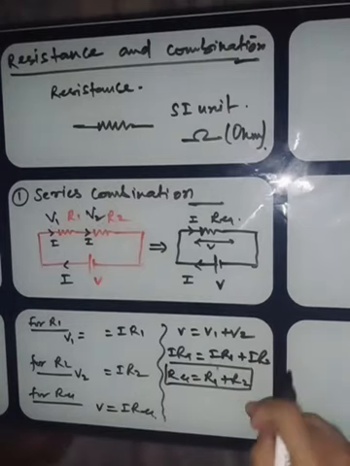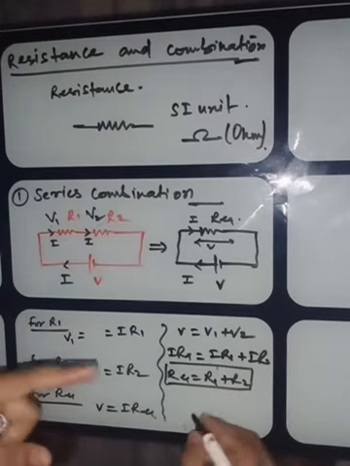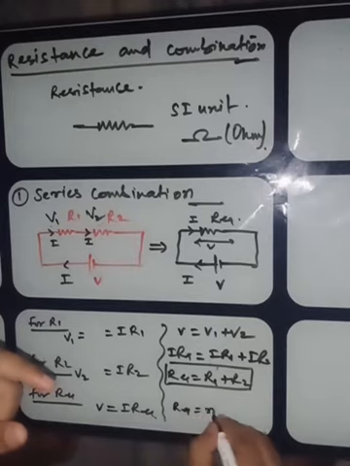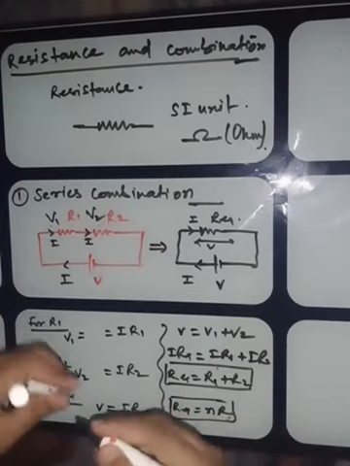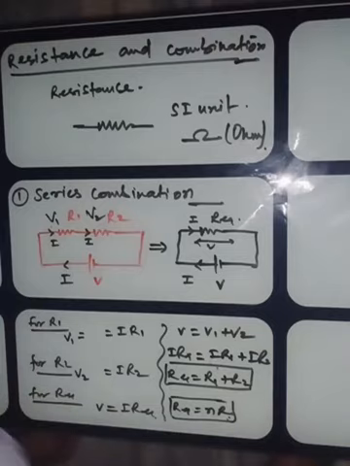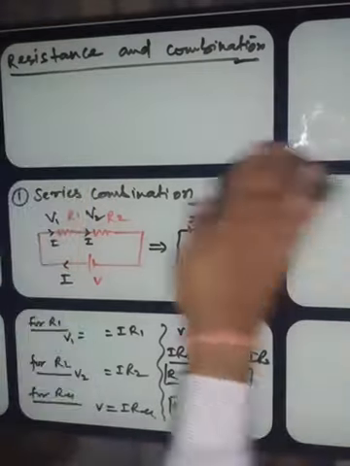So equivalent resistance in series combination will be R1 plus R2, and for n identical resistors, R equivalent will be n times R. Already we have discussed this in capacitor, that's why I'm not taking so much time explaining this one. Now parallel combination, my dear student. Even you can do the parallel combination. This is not very difficult for you.